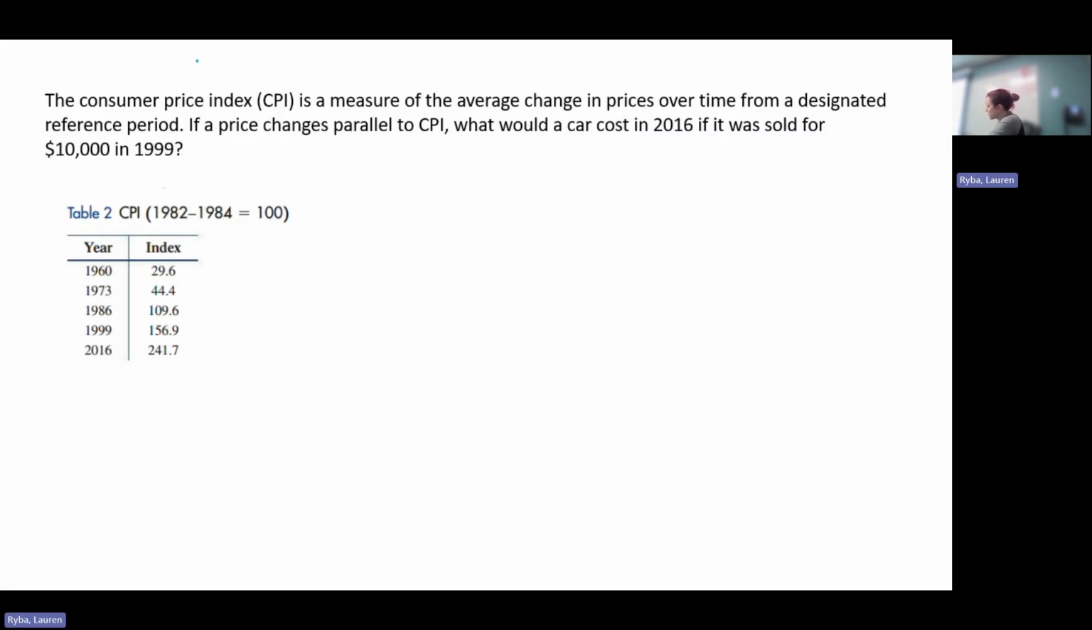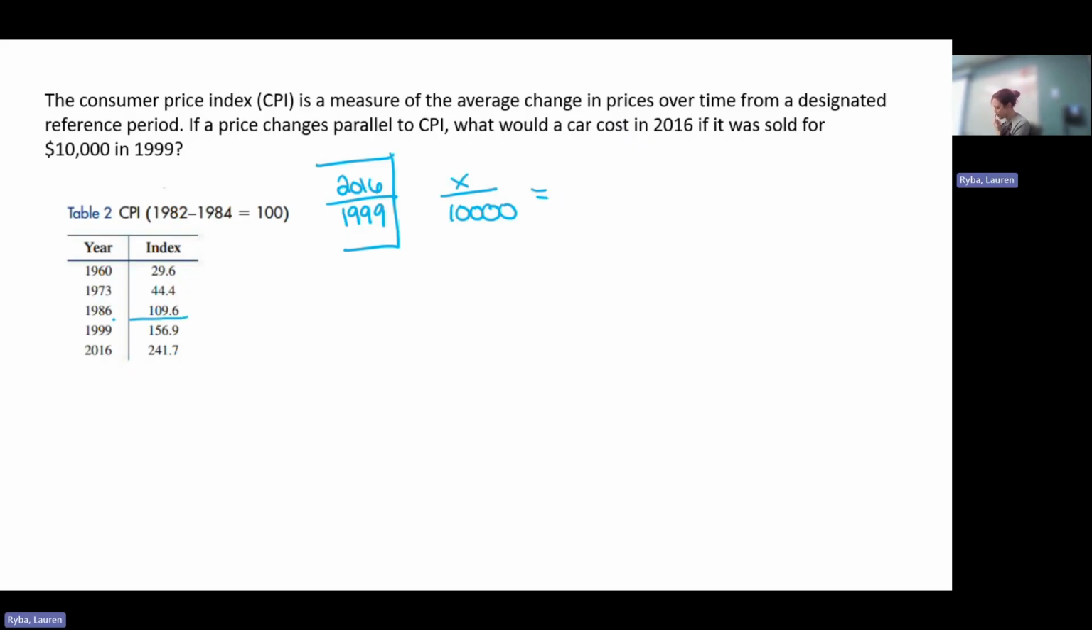All right, so this is a completely different kind of setup for a problem. What we're going to do is compare 2016 to 1999. So what I do is I create a little label on the side here just so I know how I'm going to set this up. So it's asking me, what would the car cost in 2016? So I don't know what it cost in 2016, but in 1999, it was $10,000.